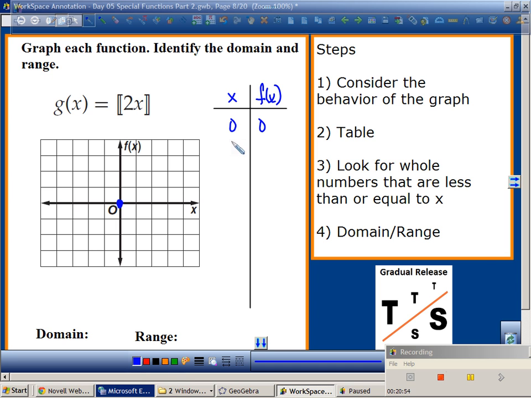I put in 1, right? Let's put in 1, what do you get? So if I put in 1, I get 2. What do you think is going to happen if I put in 2? I'm going to get 4. 2, 3, 4. So my step function looks like this. Is that right?